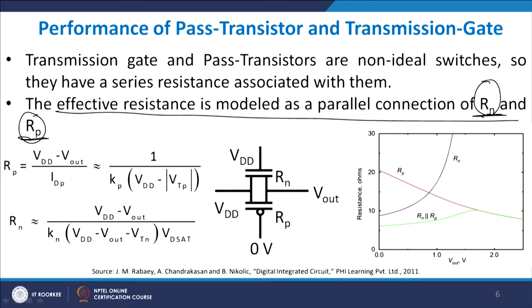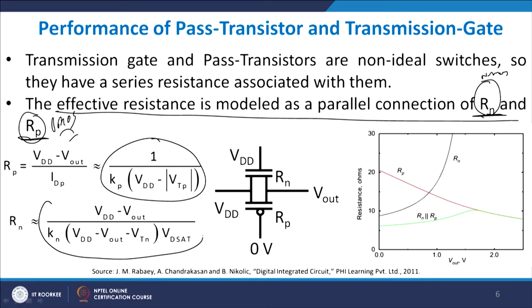So, Rn is basically the NMOS resistance, right, and Rp is basically the PMOS resistance which you see in front of you. Now, Rp is given by this formula, do not worry from where it is coming at this stage, and Rn is given by this formula which you see in front of you. As you can see here, if you look at Rp, as VDD minus mod of VTP becomes lower and lower, Rp goes on increasing.